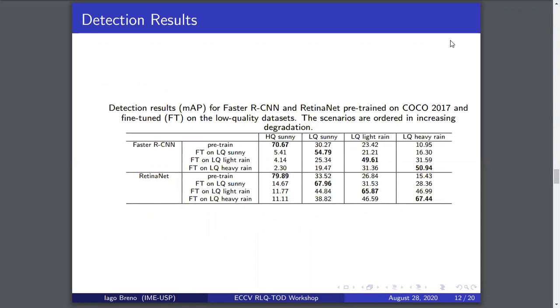For the fine-tuning results, we can observe that the model substantially improved on the respective scenarios, achieving similar results between them, regardless of the variation in the rain intensity. When comparing these results with the pre-trained models on high-quality sunny scenario, a large gap was still observed. This indicates that the image quality is a more dominant factor.